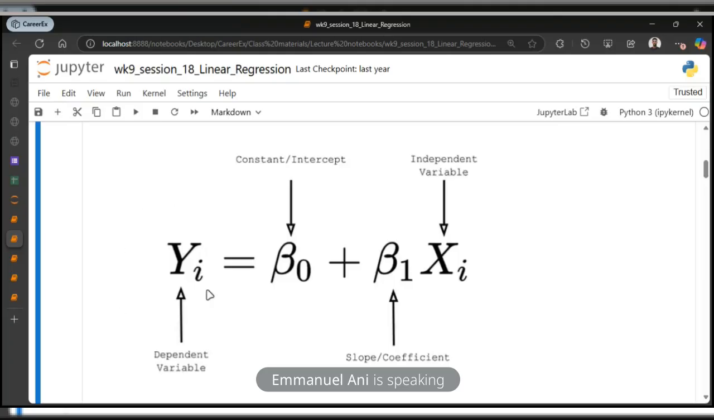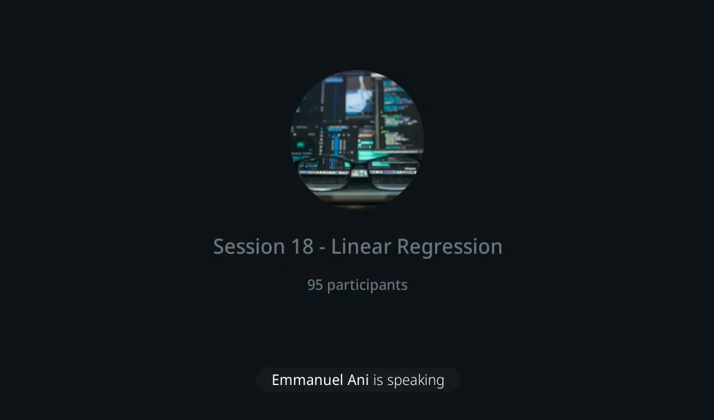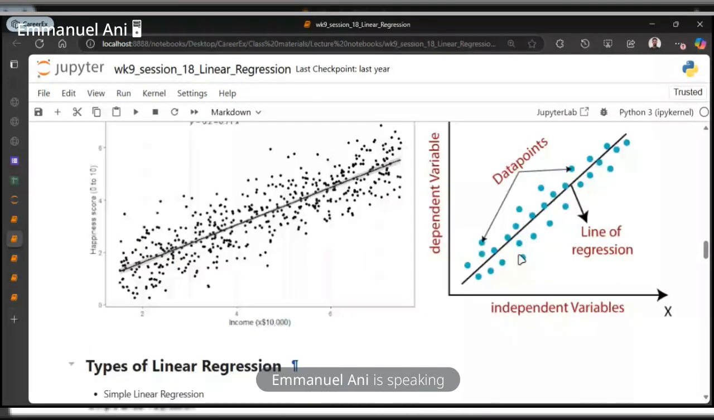Let me just recap. This is your Y variable, what you're trying to predict. This is your X variable, the independent variable. In this case, this is a simple linear regression where you just have one single independent variable. In cases where you have multiple independent variables, which you always have for most parts of your work, you are going to have this kind of equation here.